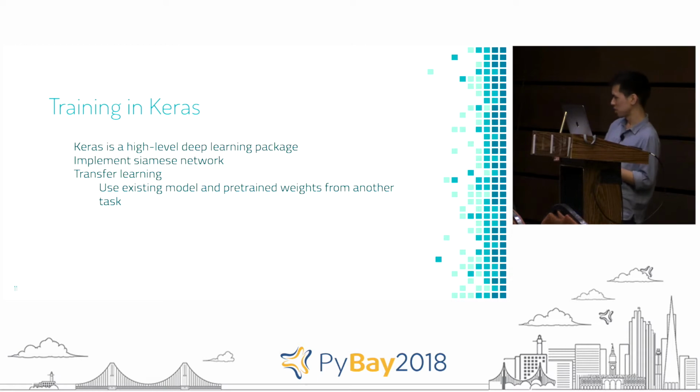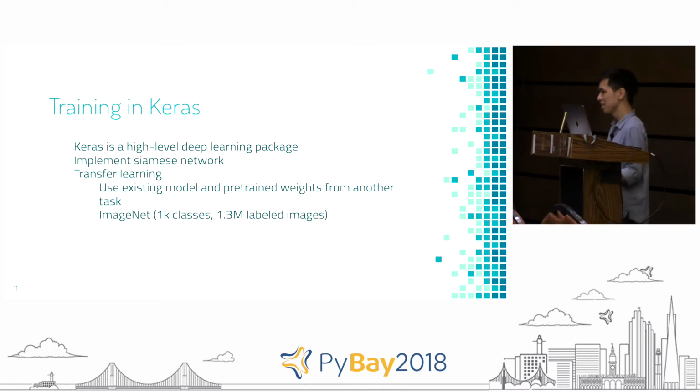If you follow computer vision at all, then you probably know what ImageNet is. It's a set of 1.3 million labeled images that span 1,000 different classes. So there's actually a lot of publicly available models that you can get from Keras or TensorFlow that are trained on doing classification on these images. And the reason why we want to do transfer learning is because all these models generally learn how to perceive images and the lines and shapes in them.